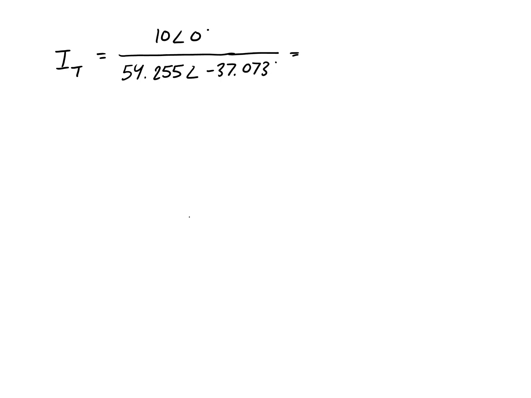So if we go back, we're looking for all the currents, so we want total, capacitor, and resistor portions. So for that total part, we'll have 10 at 0 degrees over our 54.255 at an angle of negative 37.073 degrees, which will get us 0.184 amps at an angle of 37.1 degrees. And that is our total current value.